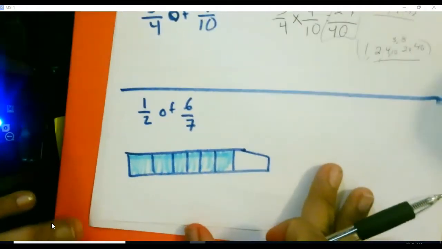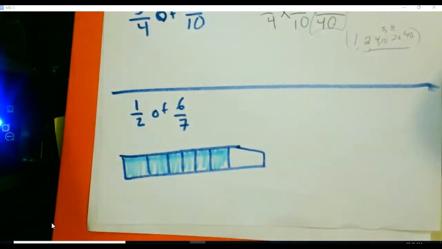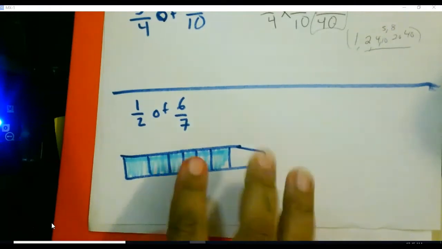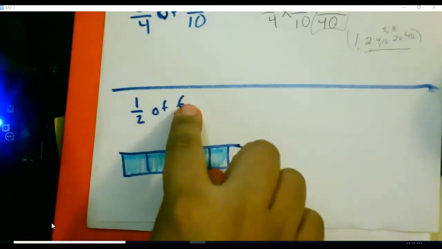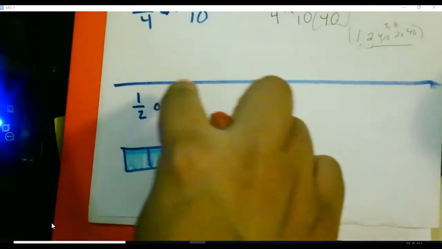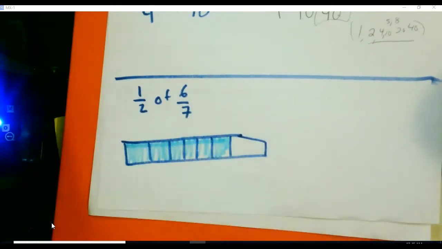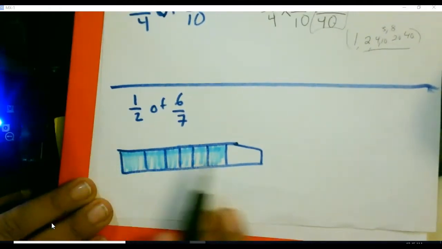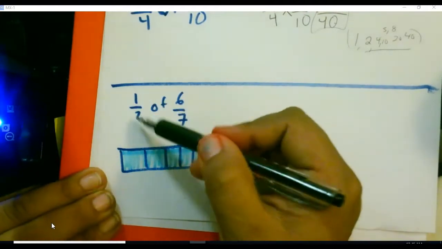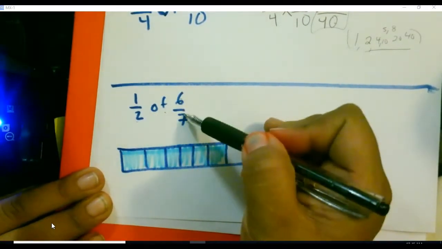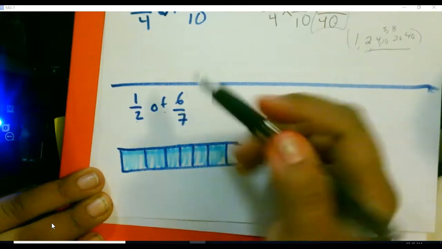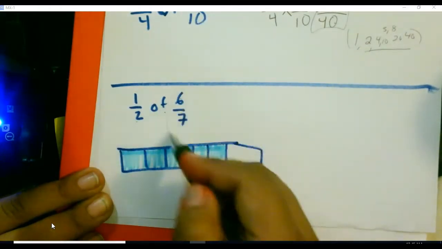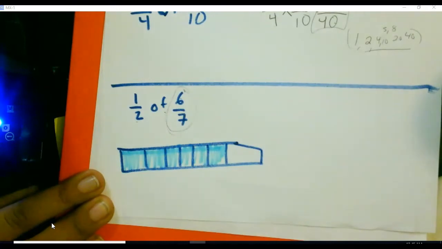And then we have another type of problem where you will be given a model, a visual, and you're multiplying. I do encourage you to look at the visual and then check your work by multiplying across, numerator times numerator, denominator times denominator. But in this example, I'm going to explain how the visual works. So we have 1/2 of 6/7. So I'm going to take half of the 6/7. So I'm going to model 6/7 first.